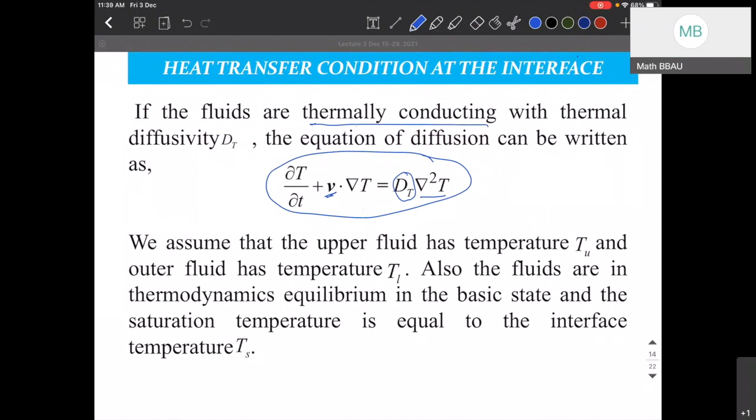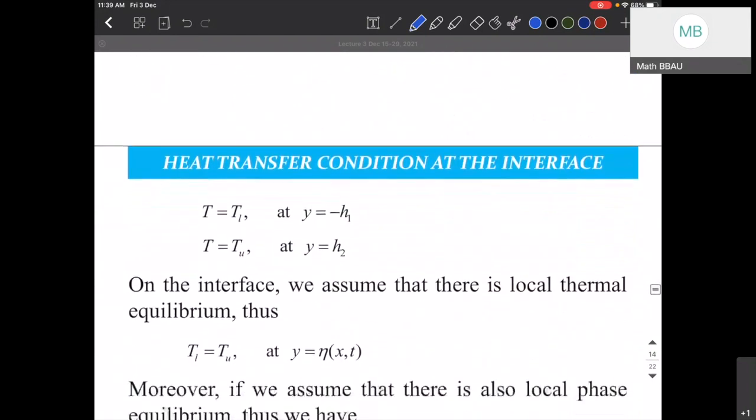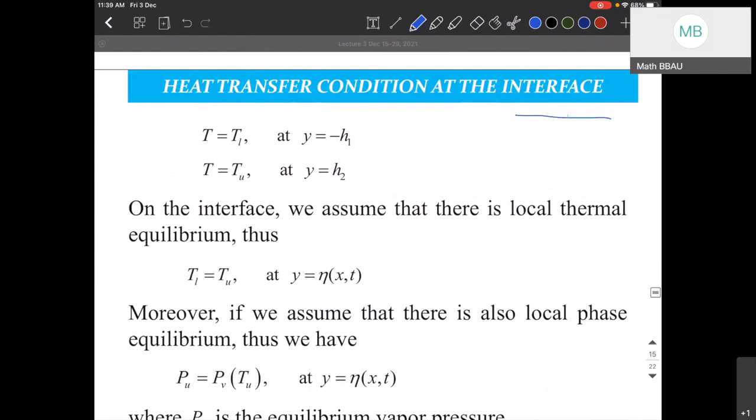Now we assume that the upper fluid has temperature Tu, the lower fluid has temperature Tl, and the interface will be in local thermal equilibrium, so the temperature will be the same, so it is Ts. Means we are taking it like this. This is the fluid we are taking. Here it is y, it is x. This is the fluid which has height h2, and this is the fluid which has height h1. So this will be y is equal to minus h1. This is y is equal to h2.